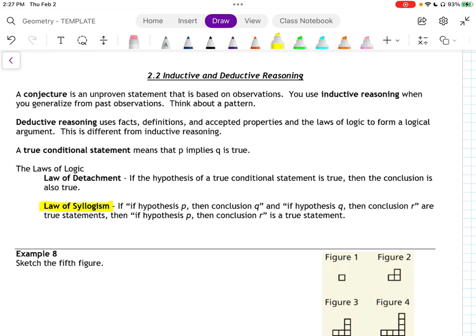All right. Deductive reasoning uses facts, definitions, and accepted properties and laws of logic to form a logical argument. This is different from inductive reasoning. All right. Conjectures and inductive reasoning, those are all just talking about like factoids, things that you see. Okay. Deductive reasoning has to be much more solid, much more concrete. Deductive reasoning is talking like, for us, we're talking about maths. You'd say, well, x equals 5, so 2x equals 10, right? You can say that. You can show me that. You can show me that with proof, with hard proof.